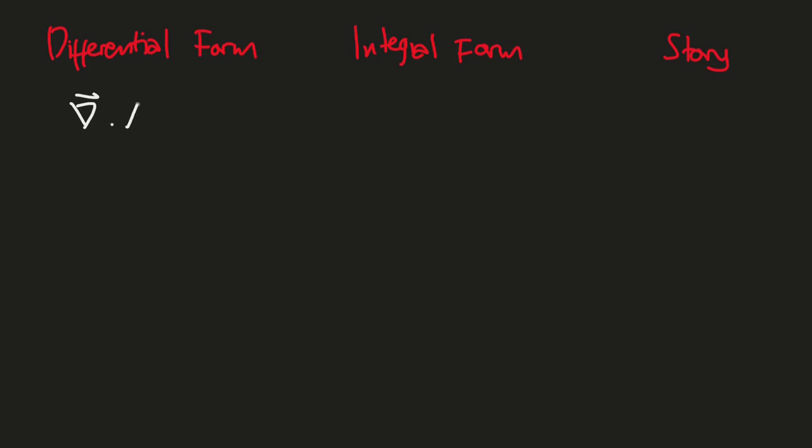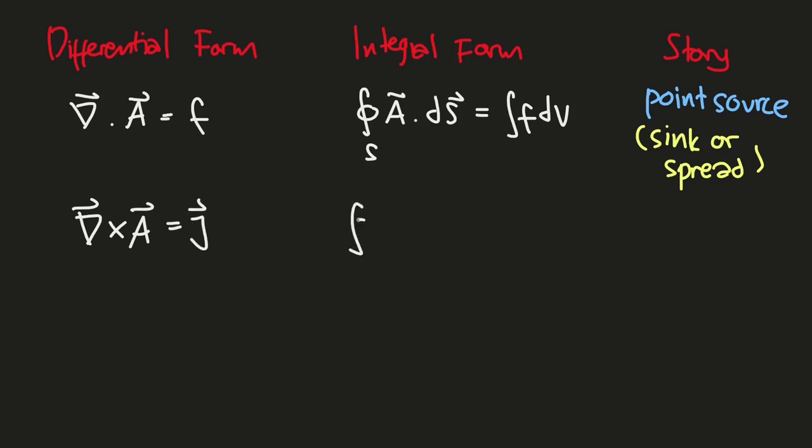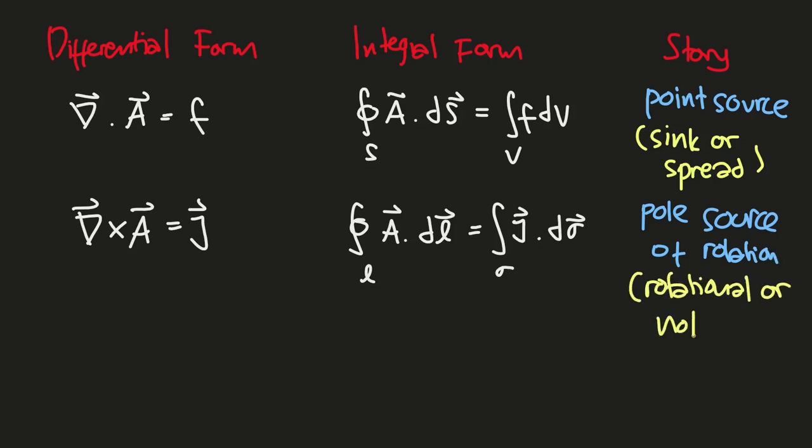The first is nabla dot A equals F as the differential form, and then we have this integral form, and the story behind it is a point source of F that creates the field as a sink or spread. The next one is nabla cross A equals J as the differential form, then the integral form as this, and the story behind the scenes is a pole source of rotation, which explains whether the vector field has rotational characteristics or not. This second part relates to the solenoidal vector field.